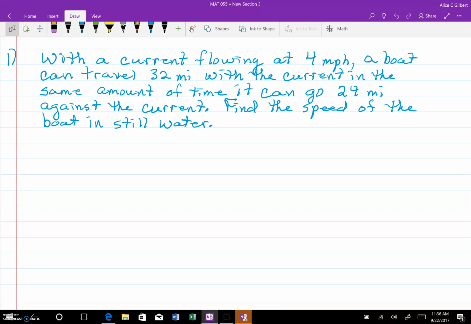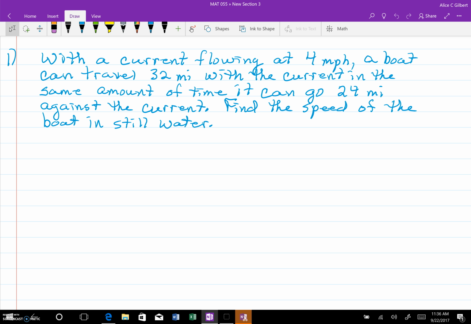So here's our first one. And always read the problem first. And remember, this is called an applied problem now. We don't call them word problems anymore. With a current flowing at 4 miles per hour, a boat can travel 32 miles with the current, that means going downstream. In the same amount of time, it can go 24 miles against the current, going upstream. Find the speed of the boat in still water.